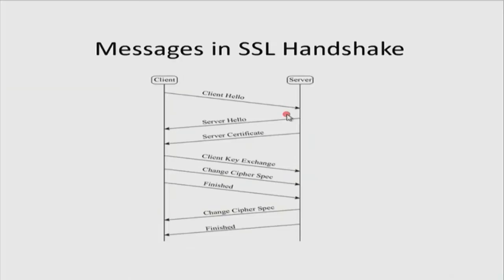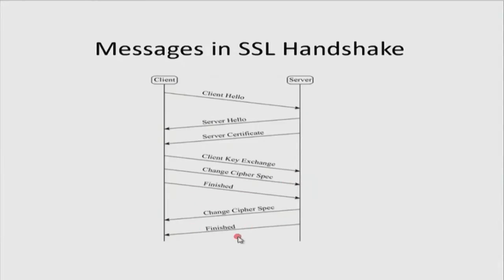Client hello, server certificate, communication of the pre-master secret, and now this change cipher spec message, which basically signals that from now on we'll start using the keys that we have just derived. And let us see these two important messages, the finished message.